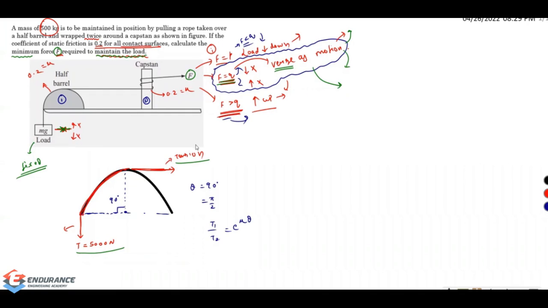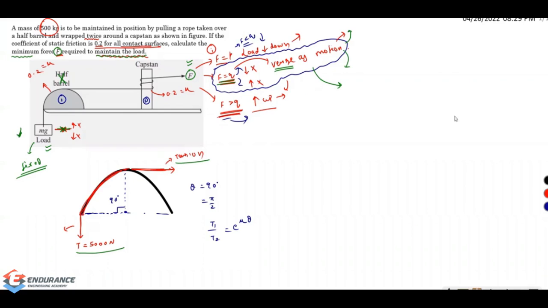And let us consider that this barrel is not there, and this force is not there. This load will happily move down. If this barrel is not there, if I'm not applying any force, this load will happily move down. But what are all the things which are resisting this load from moving down? You might say that, sir, this force F is the force which is resisting the load from moving down.